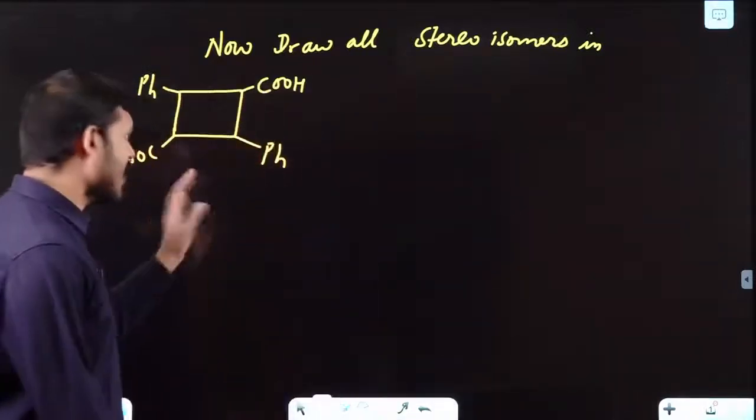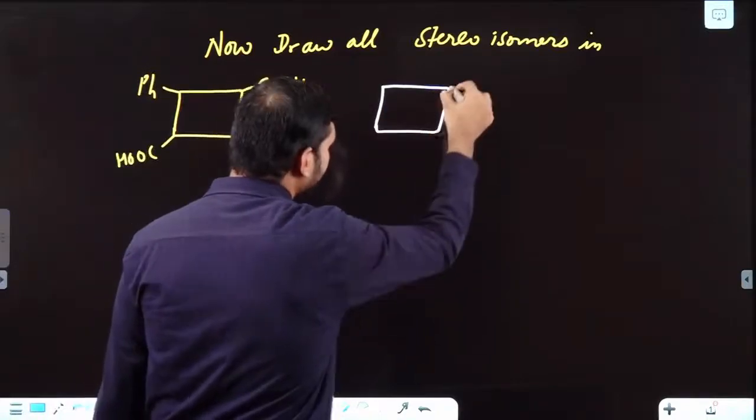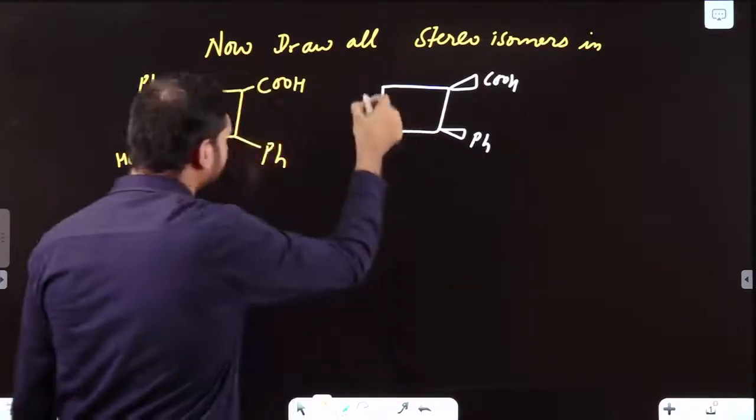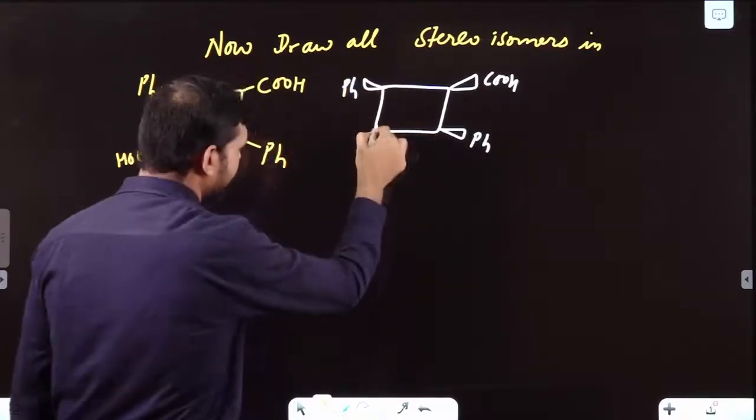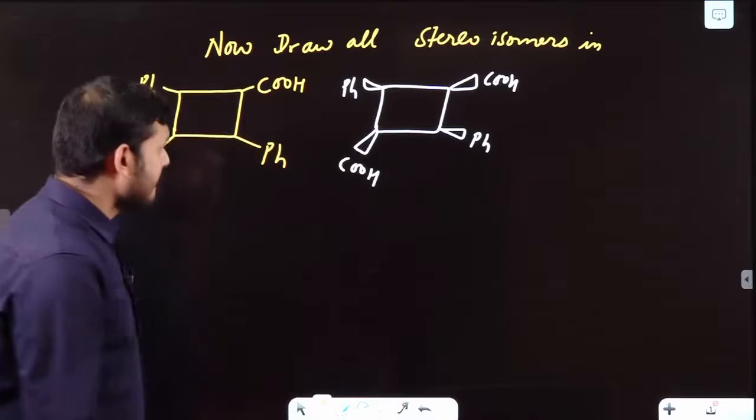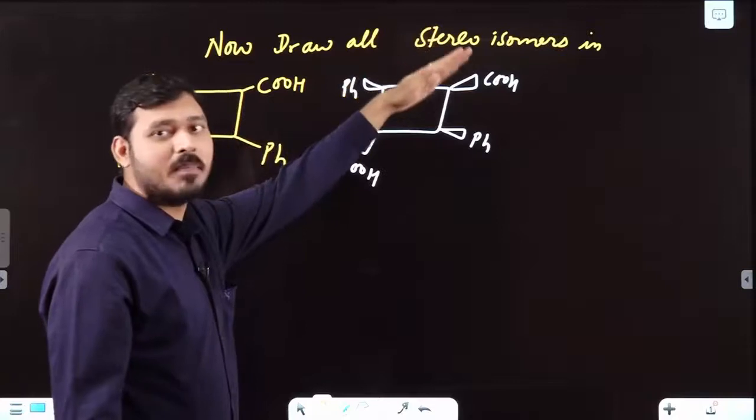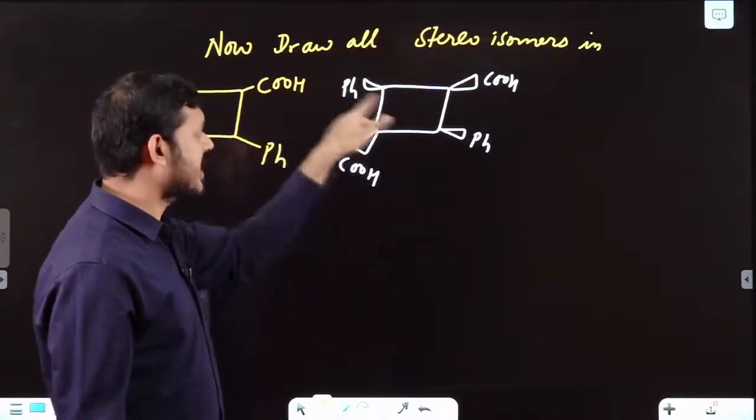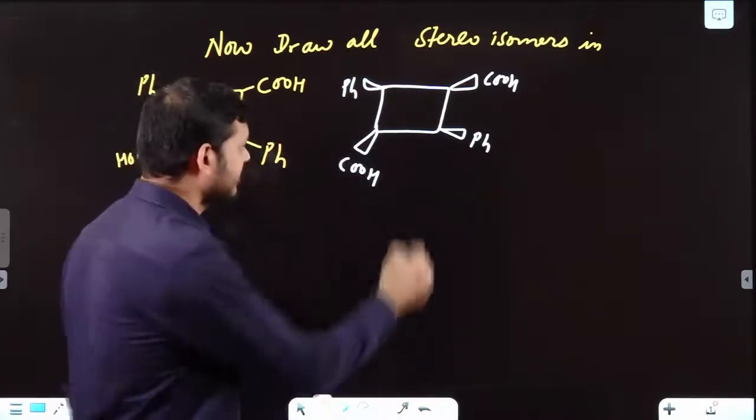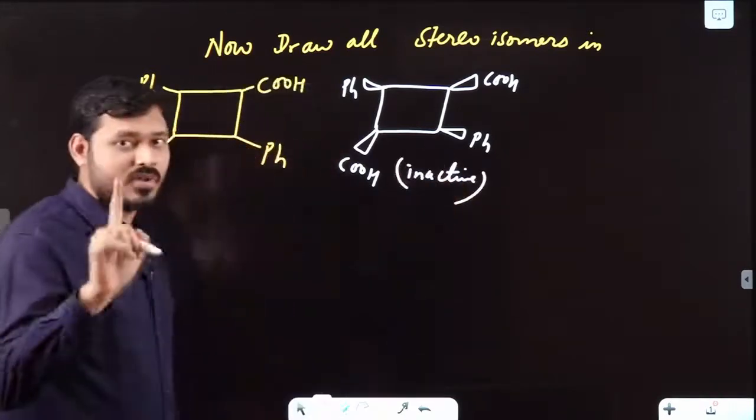Okay, so I am starting again with the same criteria. First of all, all 4 on same side. Okay, all 4 on same side. In this case, what you can think, if you draw diagonally using the diagonal plane, either this COOH COOH or this OH OH, you can observe it is an optically inactive part. Okay, so it is inactive, right? All 4 on same side.